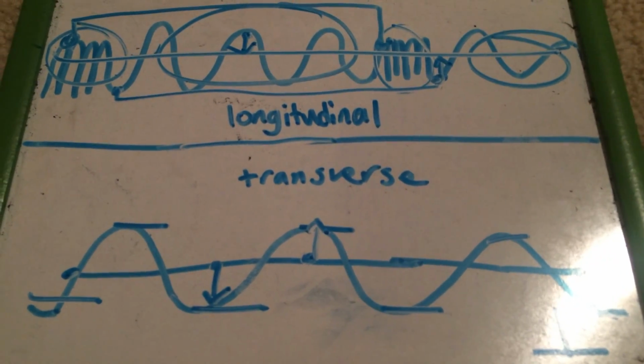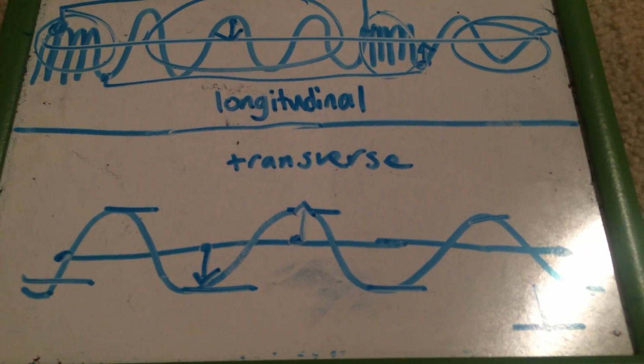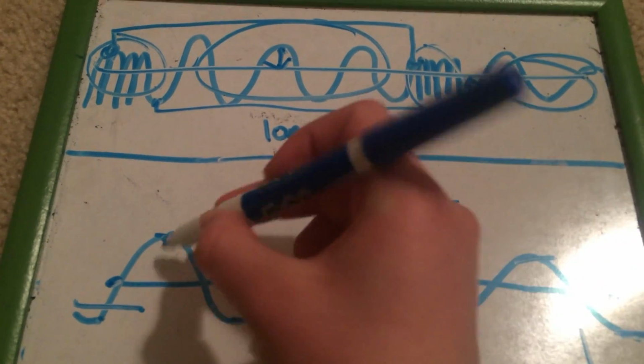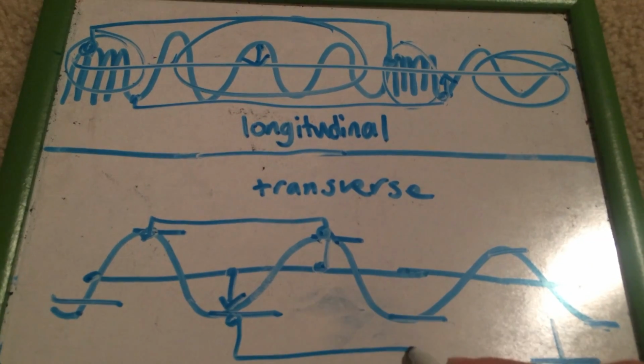In transverse waves, this is measured as the distance from one crest to the next crest, or from one trough to the next trough. Again, both ways work. So it could either be from here all the way to here, or from down here to the next trough.